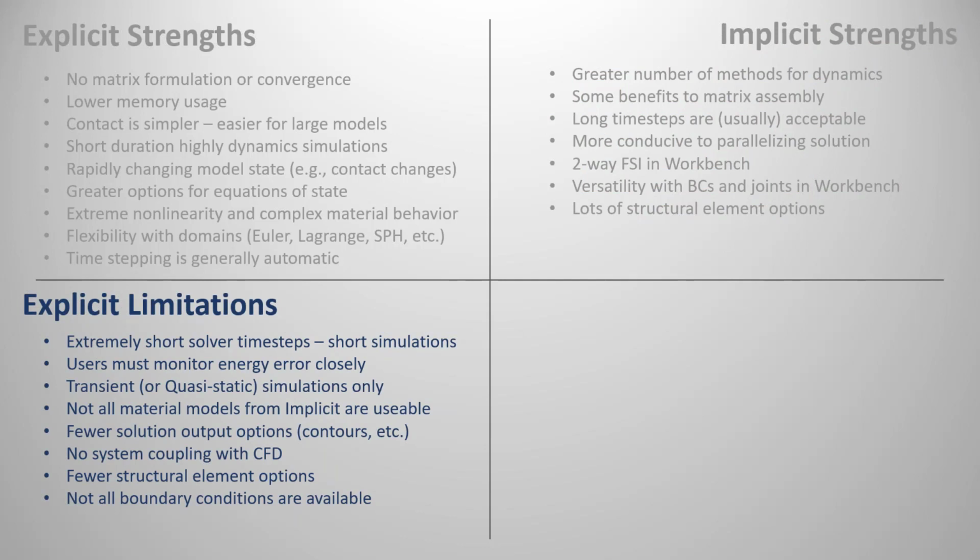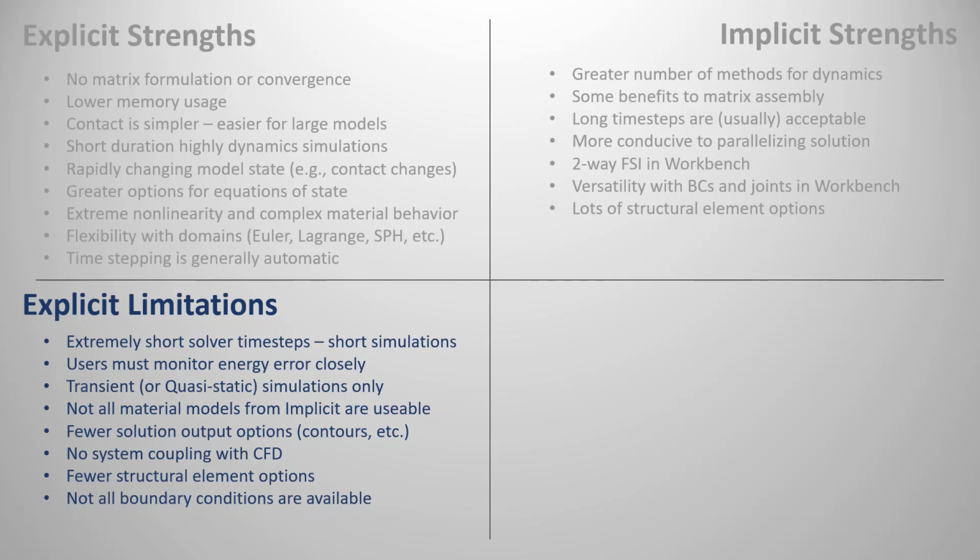So some of the limitations of explicit dynamics, you're kind of forced to use really short time steps, and I'll get into the reasons why shortly. The users that are taking advantage of the explicit method have to keep an eye on energy levels in the simulation and energy error. This is a transient only approach. There is something called quasi-statics, which we'll touch on, but it's not true static analysis.